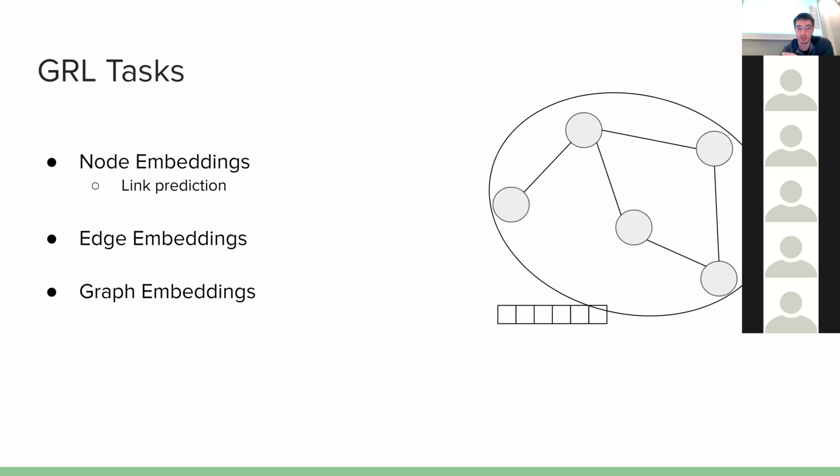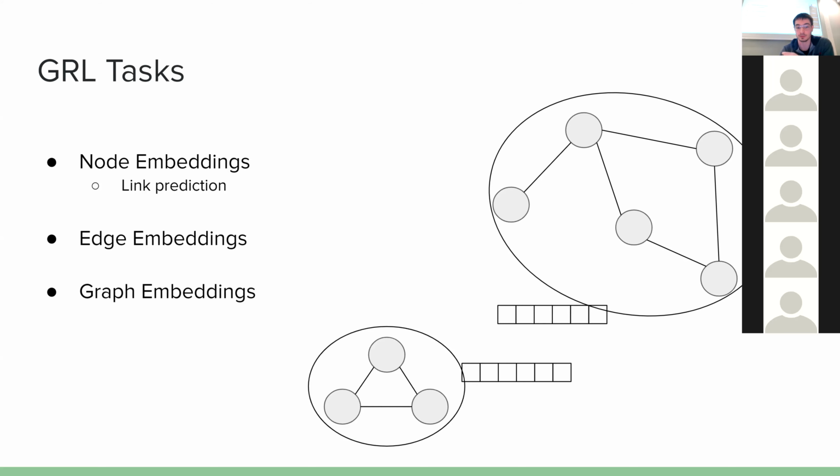This is useful if we have multiple graphs and we want, for example, to predict whether a graph represents a molecule that is harmful for a human or not. And then we have multiple of these graphs, and we just want one representation that contains or represents the entire graph in some simple way. So these are the main tasks.